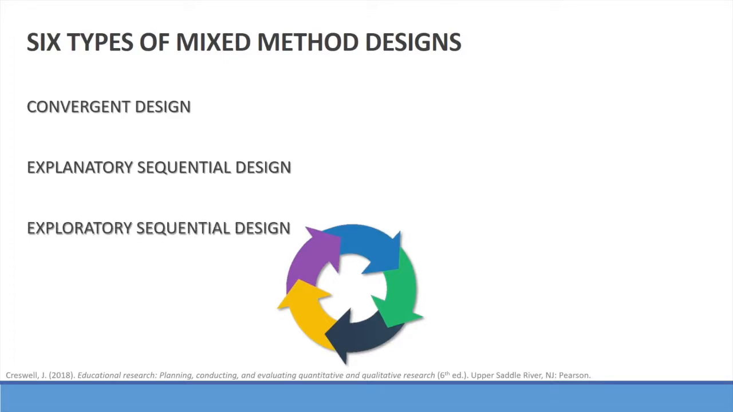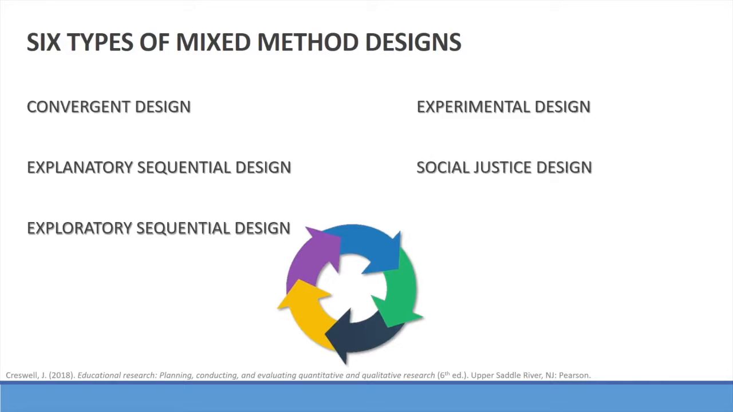Exploratory sequential design. In exploratory sequential design, it is the opposite of explanatory. In exploratory sequential design, the qualitative data is collected first, and then the quantitative data is collected to explore the relationships found in the qualitative data. Experimental design. In experimental design, the research is adding qualitative data into an experiment. The qualitative data augments or supports the experimental procedure.